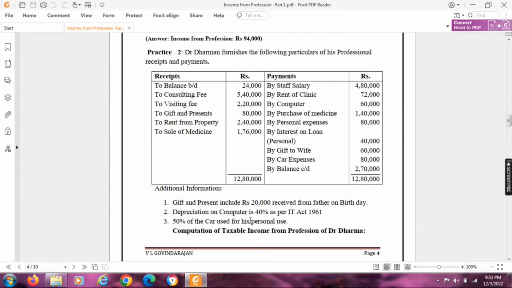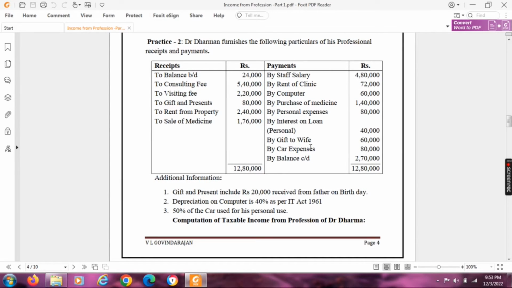Dr. Dharman furnishes the following particulars of his professional receipts and payments. Receipts, balance brought down. That means opening cash balance. Consulting fee, visiting fee, gift and presents, rent from property, sale of medicine. Okay. Here, rent from property is not professional income. Other consulting fee, visiting fee, gift and presents, sale of medicine, other professional income. Okay, let's keep in mind.